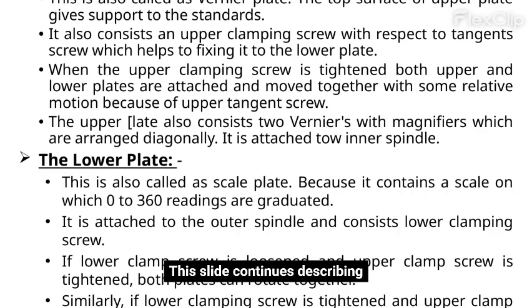This slide continues describing the parts of theodolite. The upper plate, also called vernier plate, which supports the standards, contains an upper clamping screw and tangent screw, and has 2 verniers with magnifiers; and the lower plate, also called scale plate, which has a scale with 0 to 360 degree readings, a lower clamping screw, and is attached to the outer spindle.